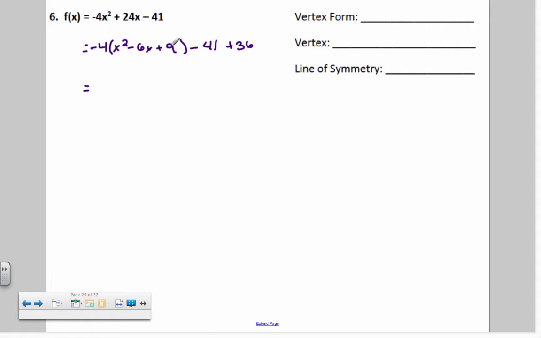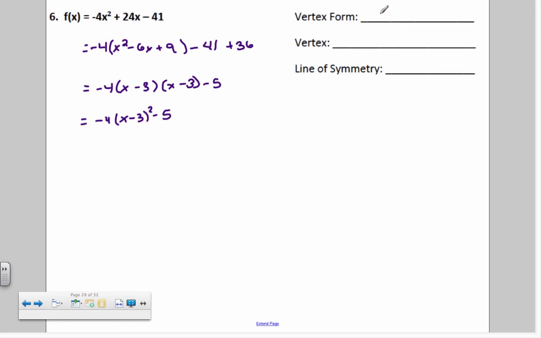So now I want to rewrite this as two binomials. And if I think about half of b, that's negative 3. So I have x minus 3 and x minus 3. And then over here, if I add negative 41 and positive 36, I should get a negative 5. And then the last step here is to rewrite this as a binomial squared. So I have negative 4 times x minus 3 squared minus 5.